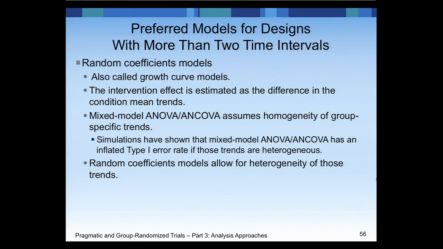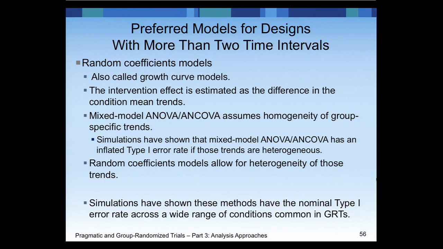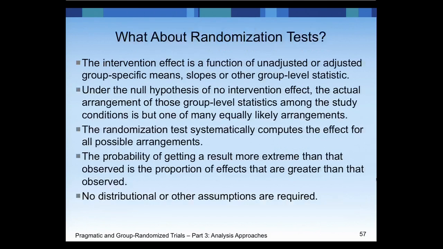It's perfectly possible to have 3, 4, 5 measurement occasions in a design. If we're only including 2, however, in the analysis, such as the last one adjusting for baseline, we can use the simpler mixed model ANOVA or ANCOVA. But if we want to model 3 or more of those time periods in the analysis, then we need to use the random coefficients approach. Simulations have shown that the random coefficients approach has the nominal type 1 error rate across a wide range of conditions common in group randomized trials.